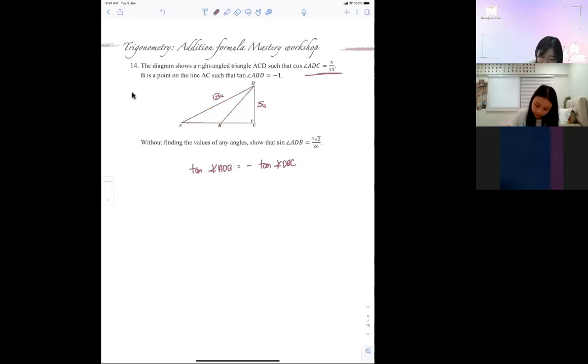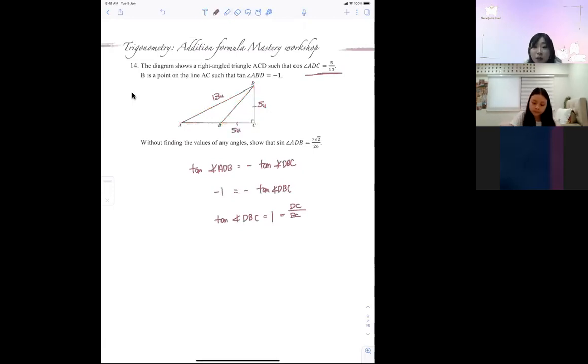So, since tangent ADB is minus 1, I know that tangent angle DBC is equal to 1. So tangent DBC is here, equal to 1. Now, tangent is opposite over adjacent, right? Tangent is this over this. So if this is 5 units, this must be 5 units so that you get 1. Am I right? So this part here is another 5 units.